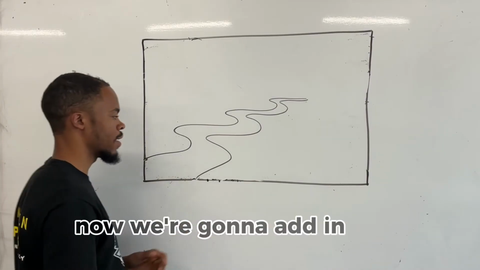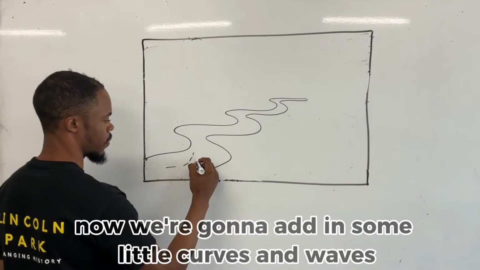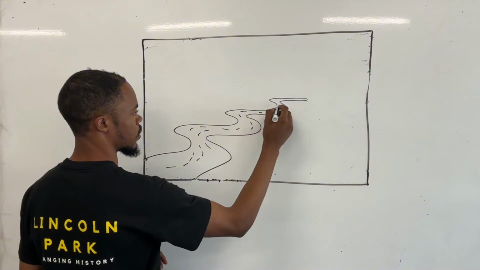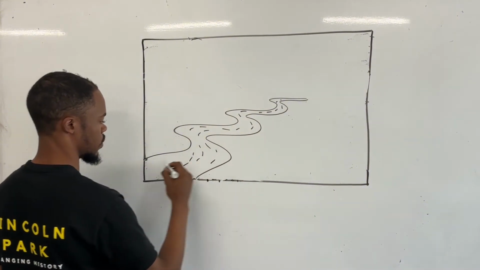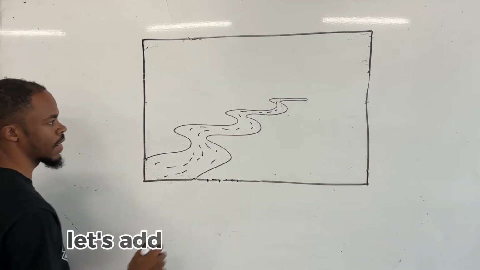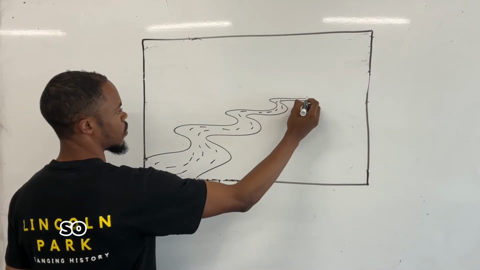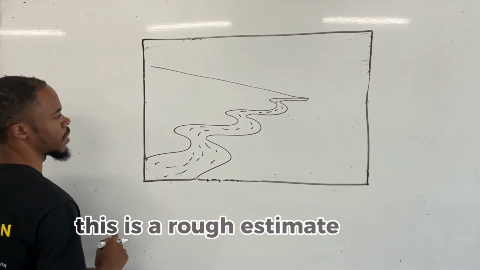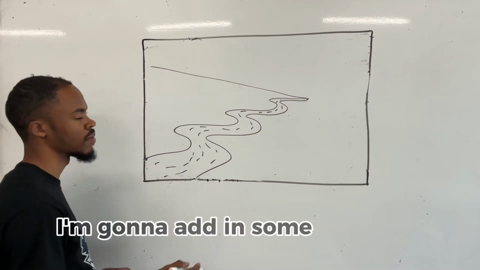Now, we're going to add in some little curves and waves rushing in our water. Awesome. Now that we've done that, let's add in the line for our trees. So, we know this is our vanishing point. This is a rough estimate of the line for our trees. I'm going to add in some pine trees.